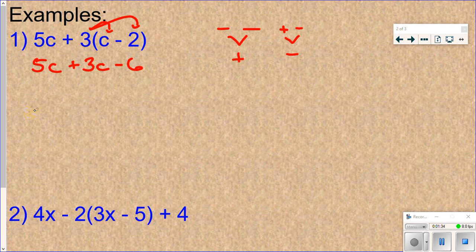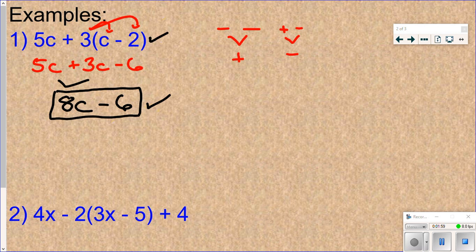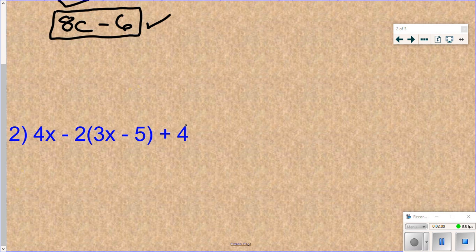So this is distributive property and like terms. We did the distributive property, but I forgot the combining like terms. So 5C and 3C have like factors here, and so we're going to add those together. 5C plus 3C is 8C. Bring down the minus 6. And there's my final answer. Again, this is mathematically equivalent to this. So what we're really doing is taking this original expression and simplifying it down to 8C minus 6. Now I'll move on to number 2.